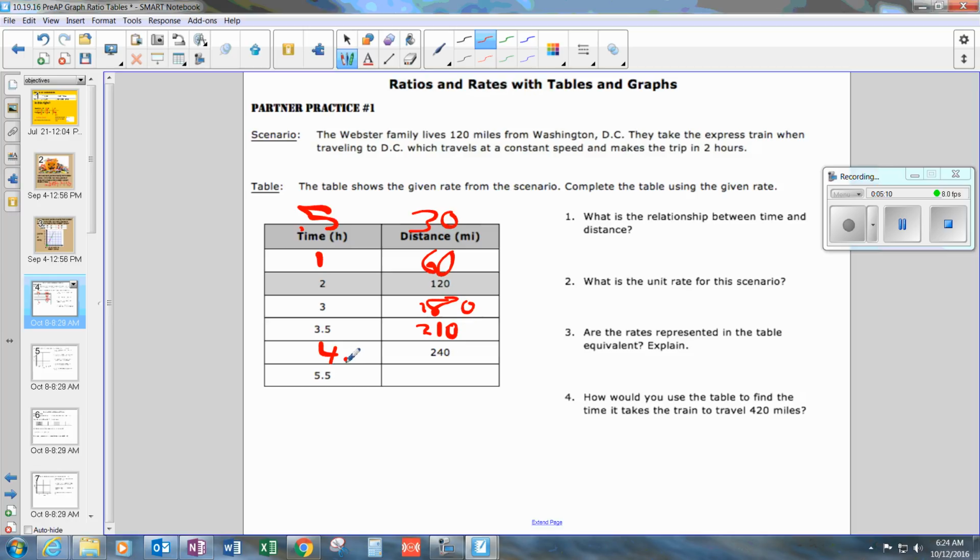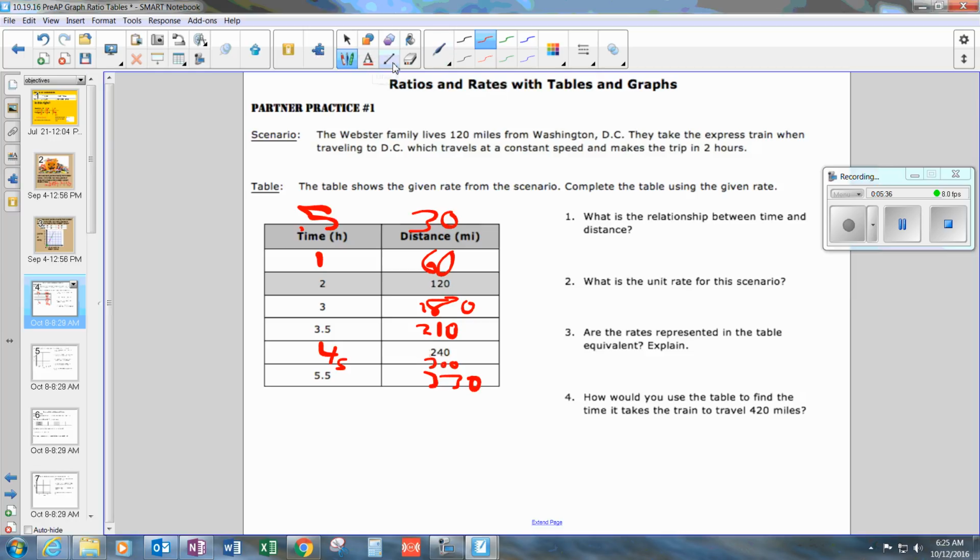So let's see, 5 and 5/10 hours. So if it's 5 hours, again, every hour is 60, that would be 300. So 5.5 hours, a half an hour is 30, that would be 330. So what is the relationship between time and distance?